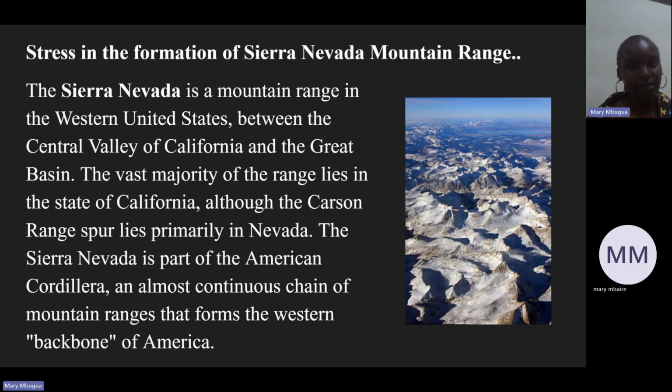The Sierra Nevada is a mountain range located in the western United States between the Central Valley of California and the Great Basin, formed as a result of compressional stresses. It actually spurs to some part of the Cordillera, since it is a very huge and continuous mountain range, as you can see in the picture.